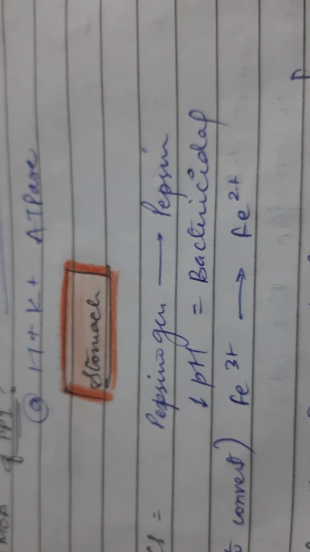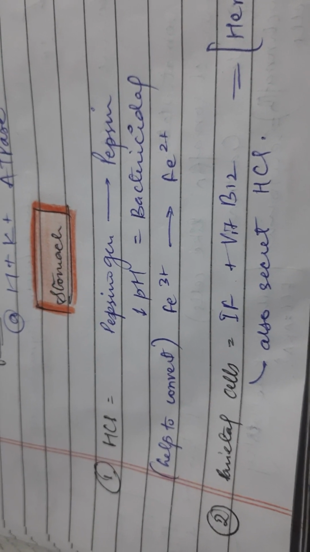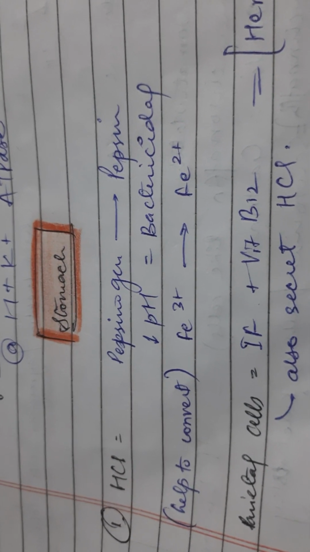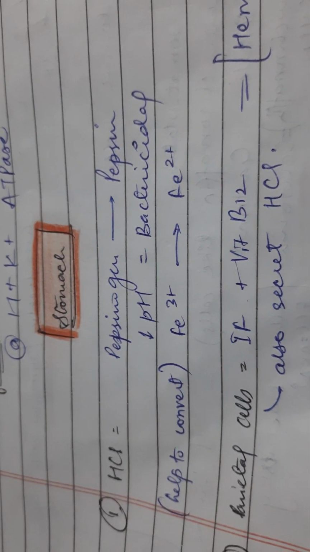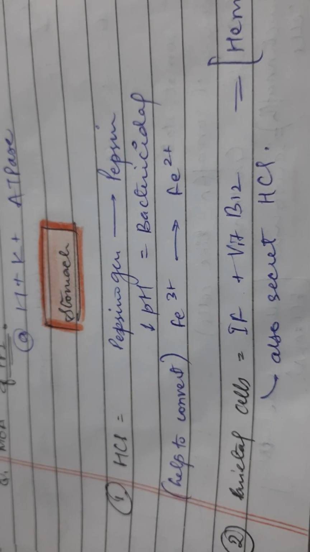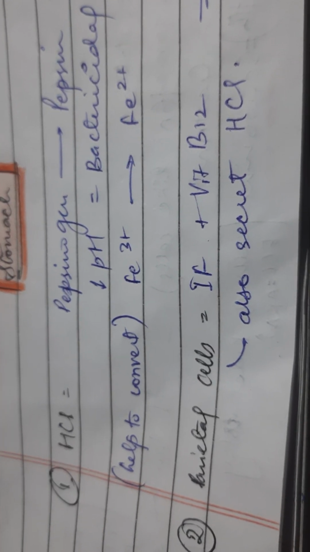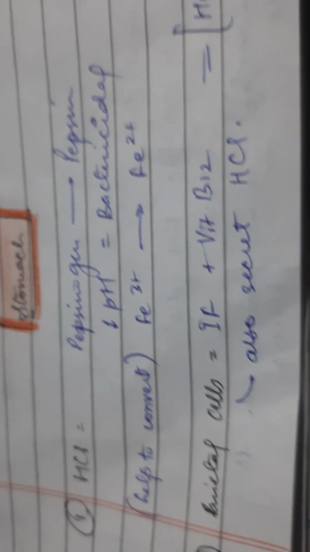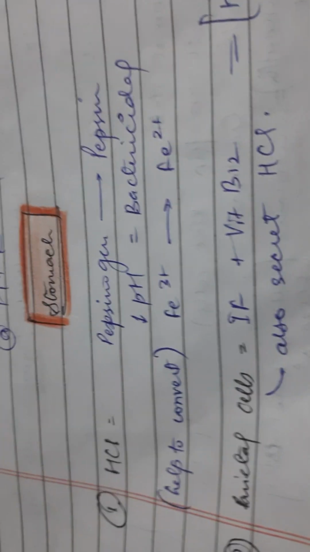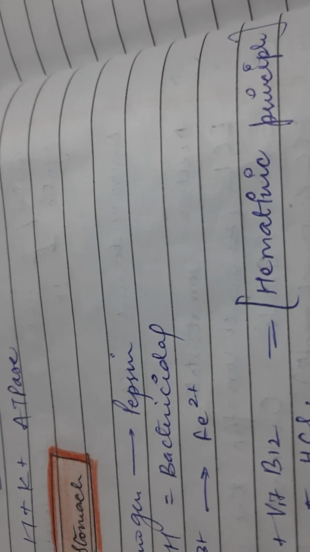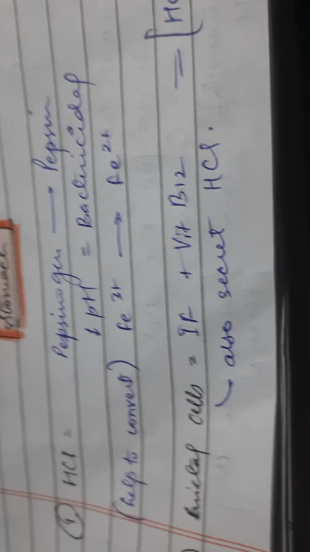Now the stomach has HCl, which converts pepsinogen to pepsin and decreases pH, which acts as bactericidal. It helps convert ferric into ferrous form, which is absorbed; ferric form is stored. Then parietal cells secrete intrinsic factor, which combines with vitamin B12 and is required for the absorption of vitamin B12, which is called a hematinic principle. They also secrete HCl: intrinsic factor and HCl.